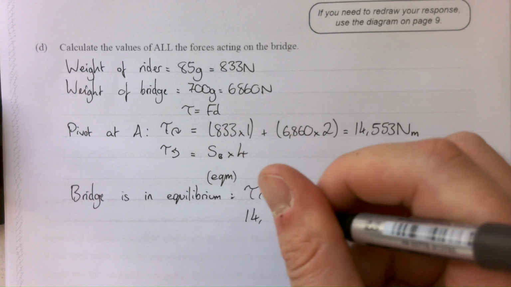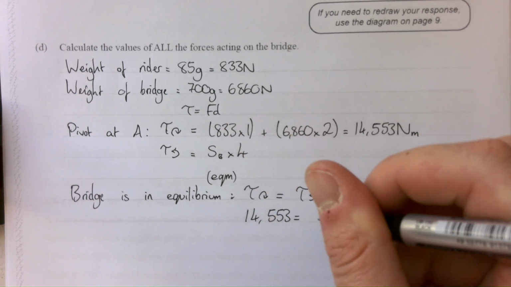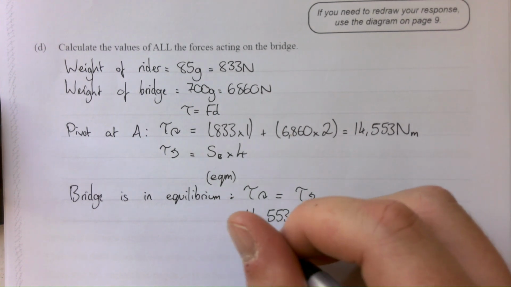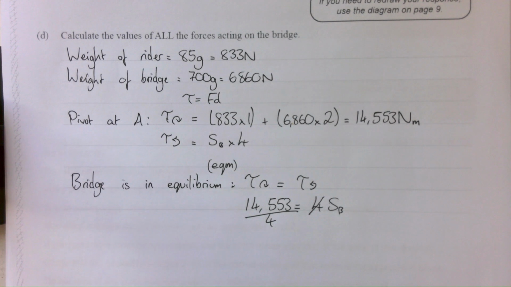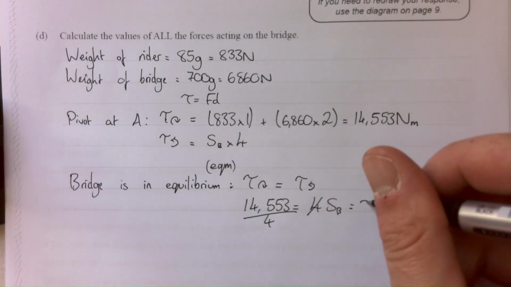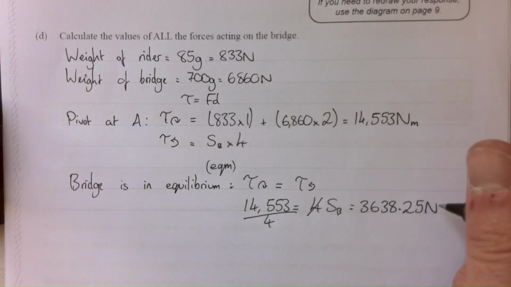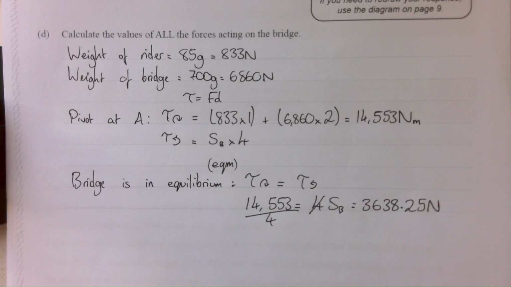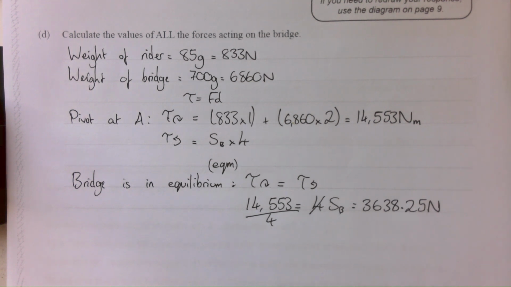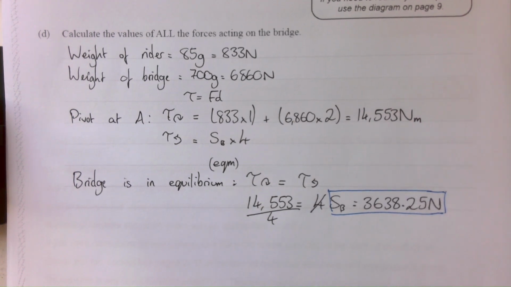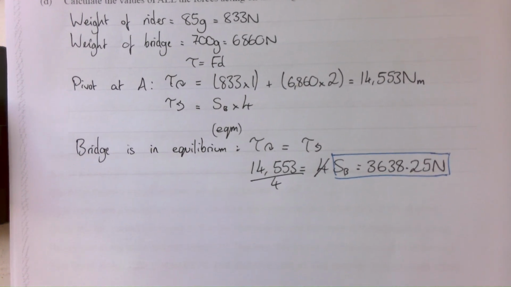Therefore, 14,553 is equal to 4 lots of SB. Therefore, SB is equal to 14,553 divided by 4, which is 3,638.25 newtons. So now I have worked out my SB. I'm going to put it in a box to highlight to the examiner where I have worked out a good answer that is important.